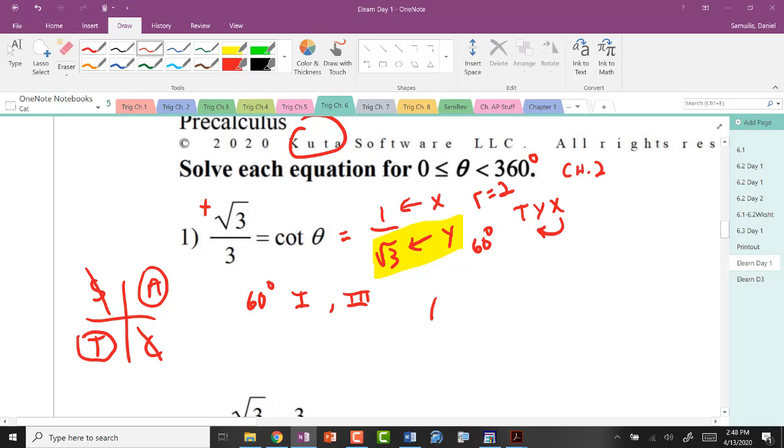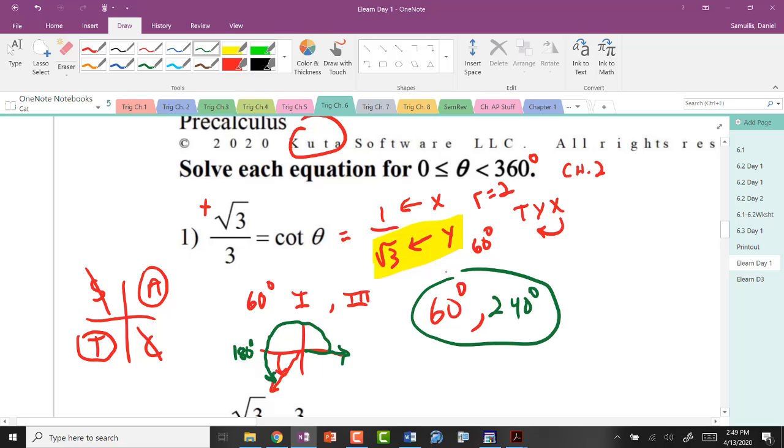And of course, one of the answers is 60. The other answer is the 60-degree reference angle in quadrant 3, which is this measure right here, which we need to name from the initial side, which is always the positive x-axis, if you remember that from chapters 2 and 3. So anyway, this is 180 right here. 180 plus 60 is 240. There are your two angle measures that satisfy this situation between 0 and 360.